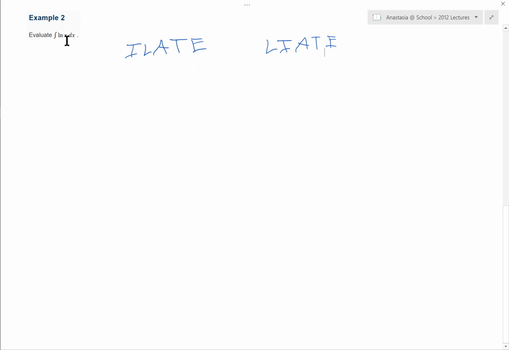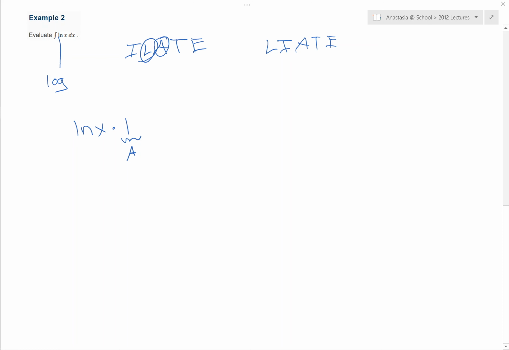So in this case, we do have a logarithmic function. So we have an L here. We don't really have anything else, although you can think of this as the natural log of x times 1, if you would like, and 1 is an algebraic function. So essentially we have a logarithmic function and an algebraic function.